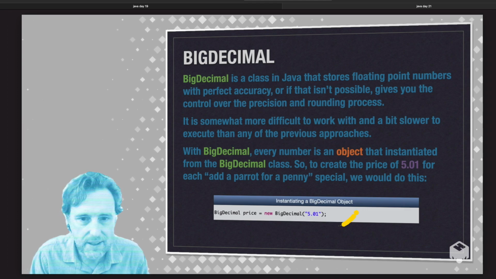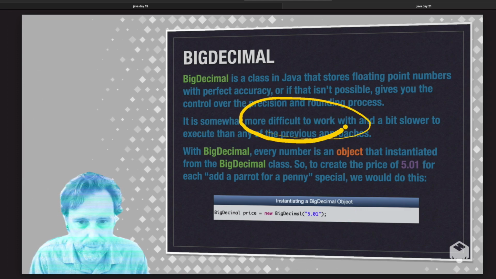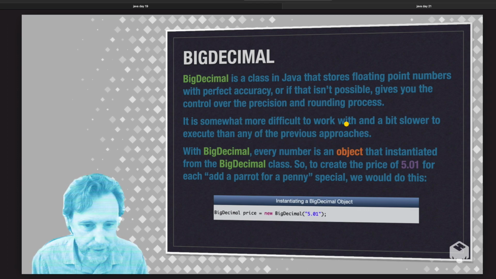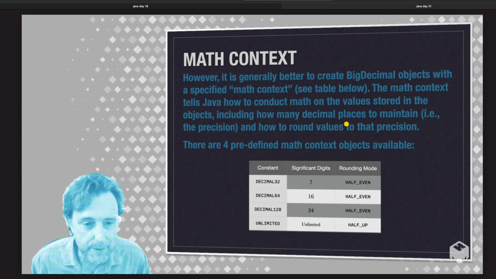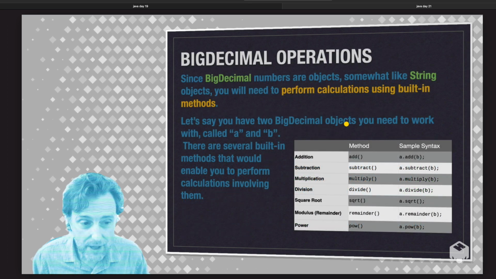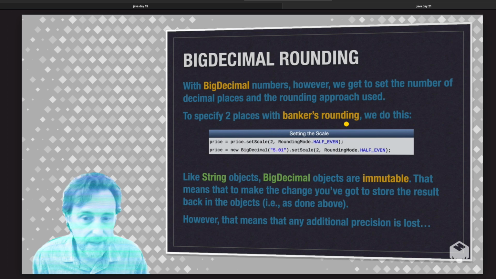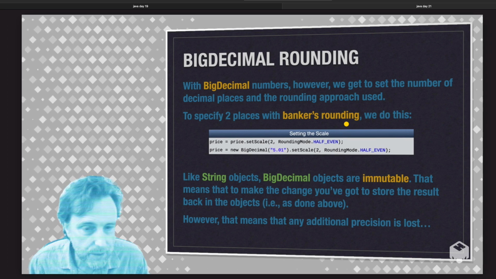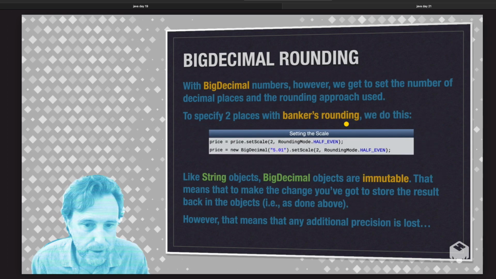When I say difficult to work with, you've just seen a little bit of that difficulty in terms of we have to set the MathContext. We have to use all of these methods instead of actual math operators. And then the rounding is an issue that we'll have to deal with as well.